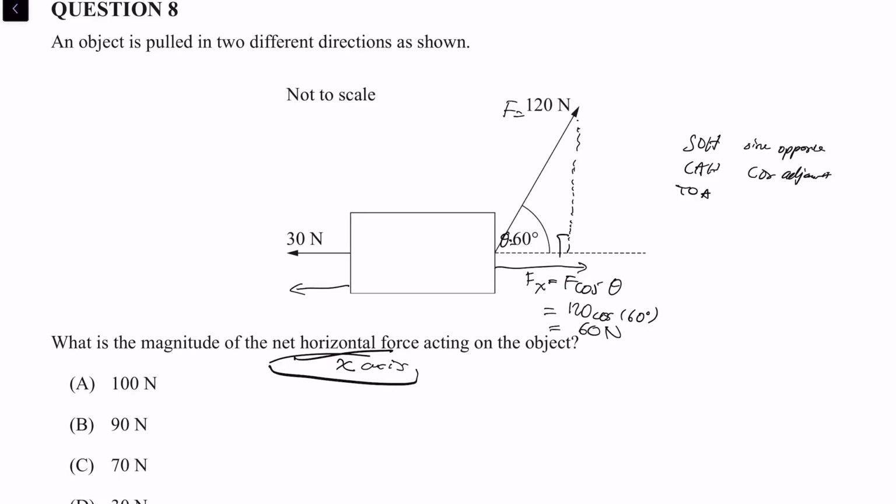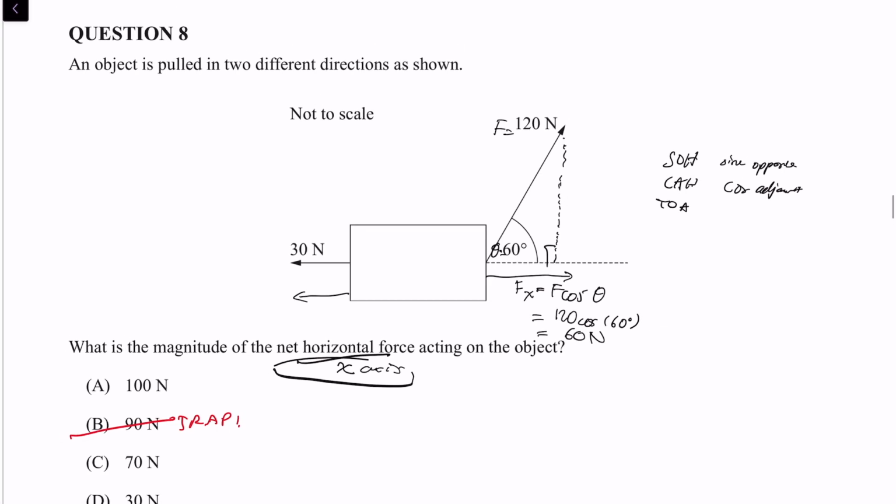As you can see, there's a big pattern in terms of these exams. They always like to put trick option answers. So if you put 30 plus 60, that's always going to be 90, but that is a trap answer, right? So we don't do that.